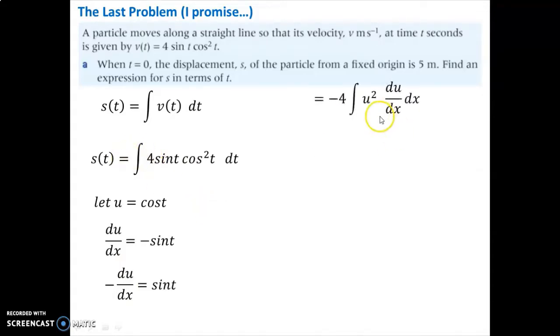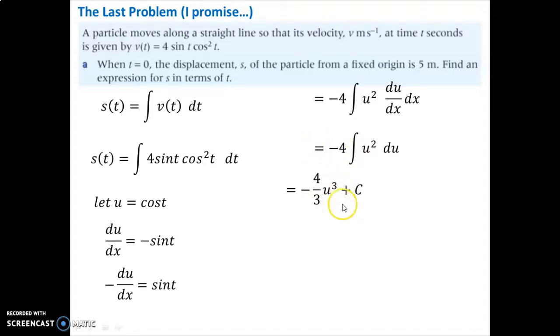So now with the substitution made, we have this. That 4 was pulled out. There's the negative sign. There is u squared because we have cosine t squared, and then the du dx. That simplifies to this. Now we can take the integral of this. The integral of that is 1 over 3, and this becomes a 3, but 1 over 3 and the 4 become negative 4/3, plus c, because this is not a definite integral. So now we have this.